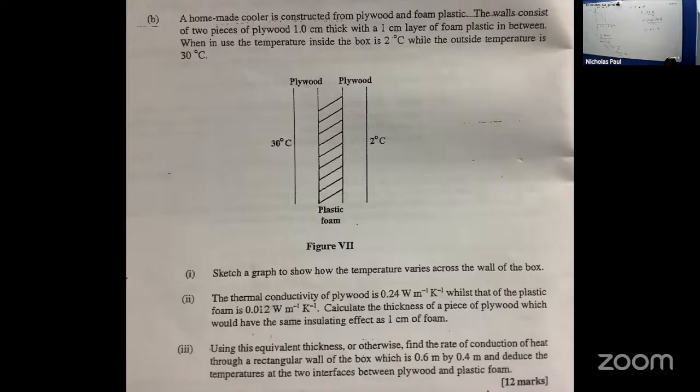Try this next one, same concept: plywood, foam, plywood. This one should be easier.